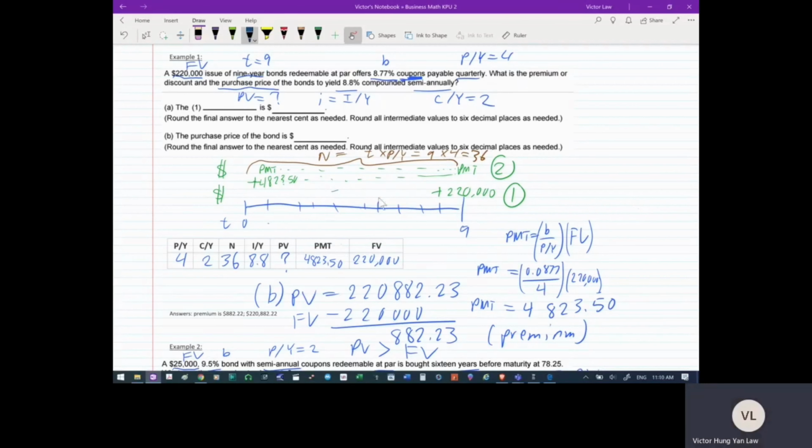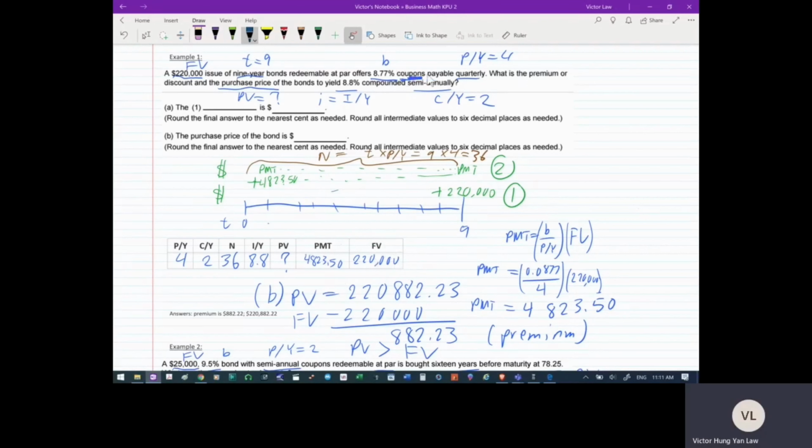So once we understand the timeline, then we can start filling in the boxes for the financial calculator. So as mentioned earlier, our future value is $220,000. That's how much we're getting back at the end of 9 years. And then our periodic payments, which is our interest, is the $4,823. So we're getting that every quarter. So make sure you note that the PMT and the future value are both positive. They're in the same direction because you're getting both of these cash flows when you buy the bond today. So both PMT and future value are money coming into you. So that's why both of them are positive.